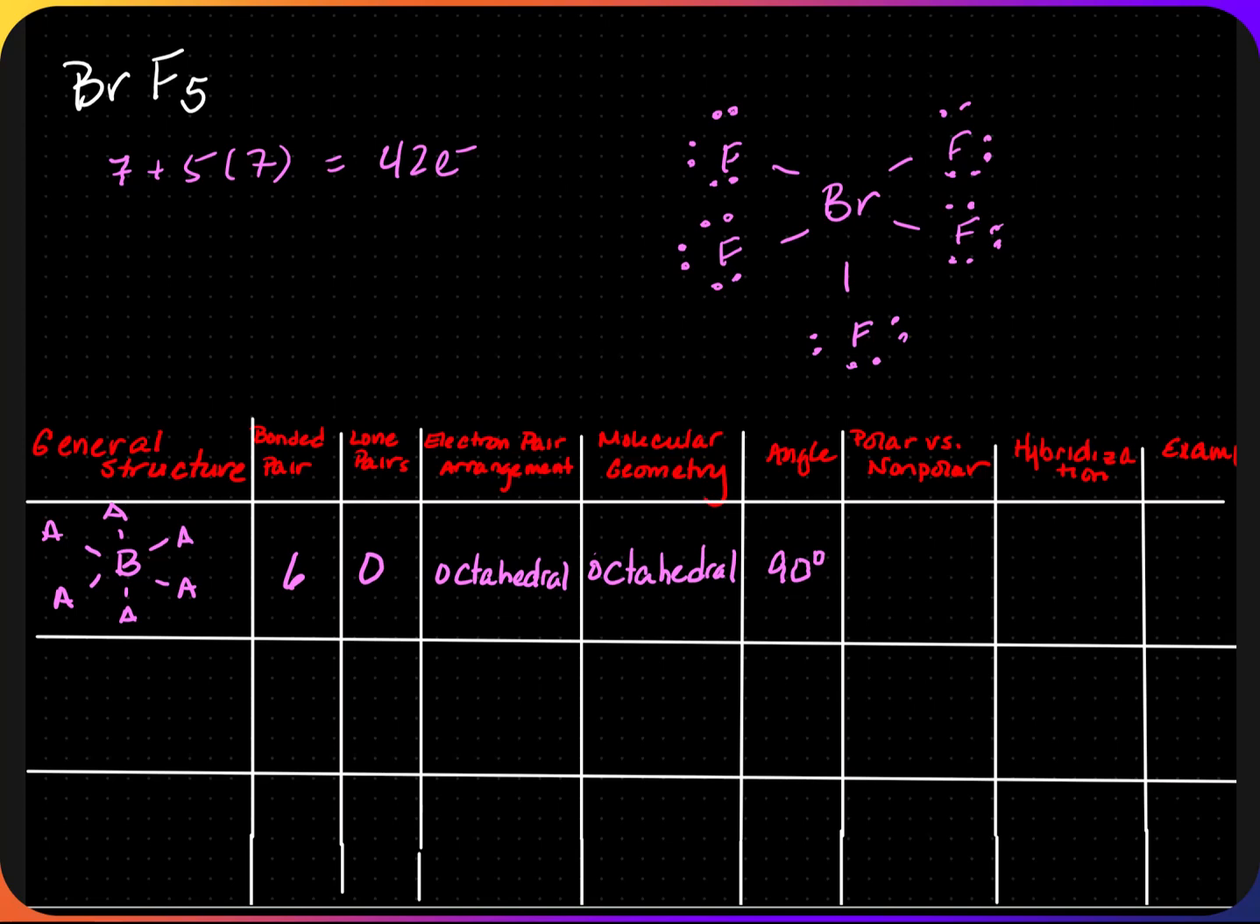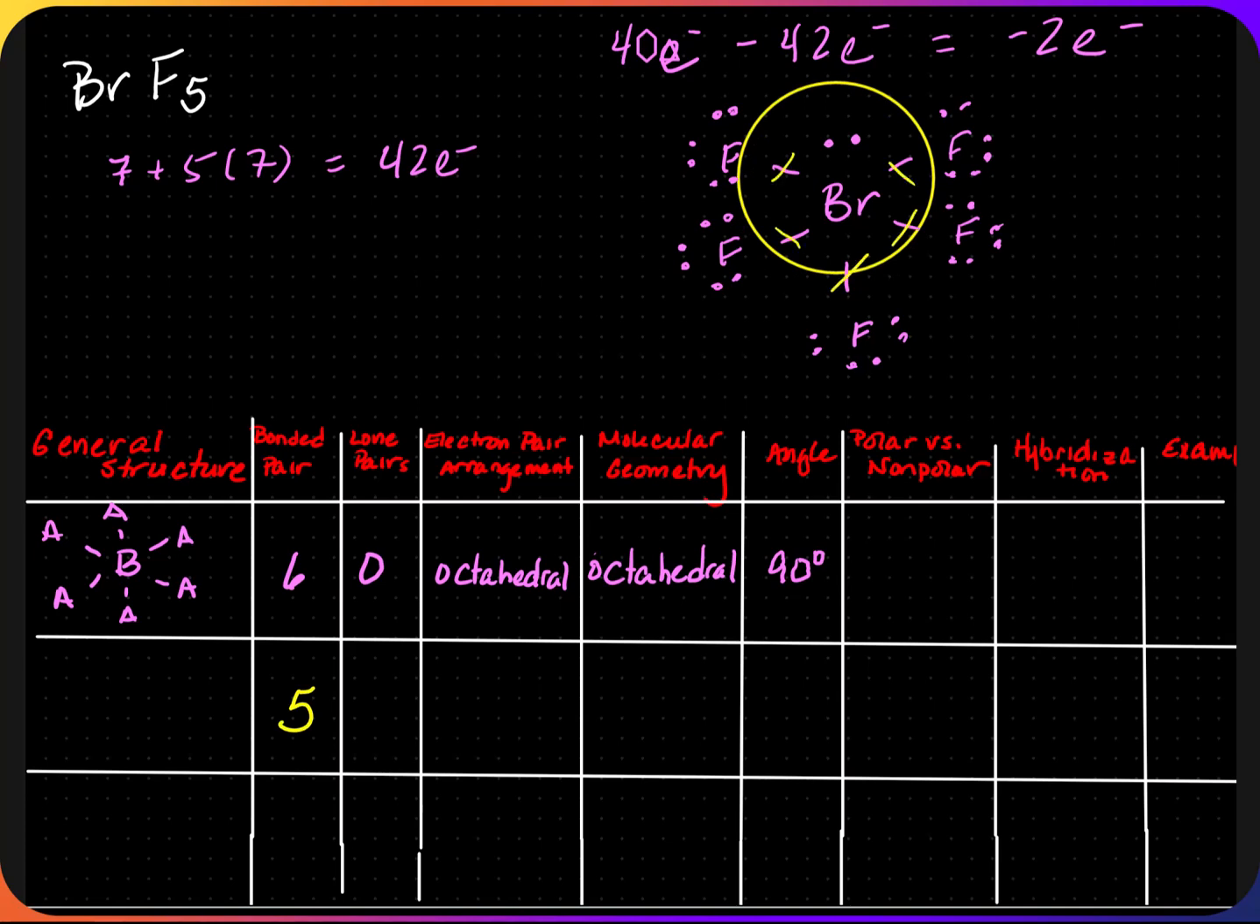So now if I count the total number of valence electrons, there are 40 electrons in the Lewis dot structure. My calculated valence electron count was 42. So that means I am short 2 electrons and they must go to the central atom. So if I look at my central atom bromine, it has 5 bonded pairs: 1, 2, 3, 4, 5. 1 lone pair.